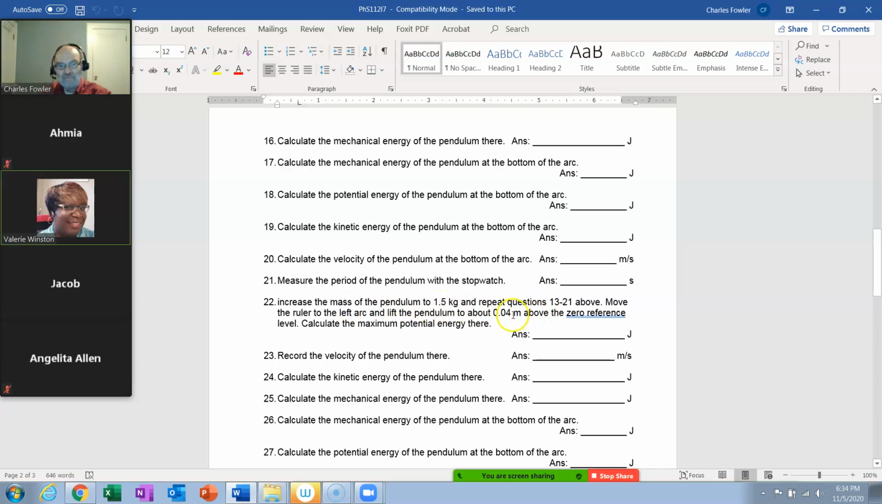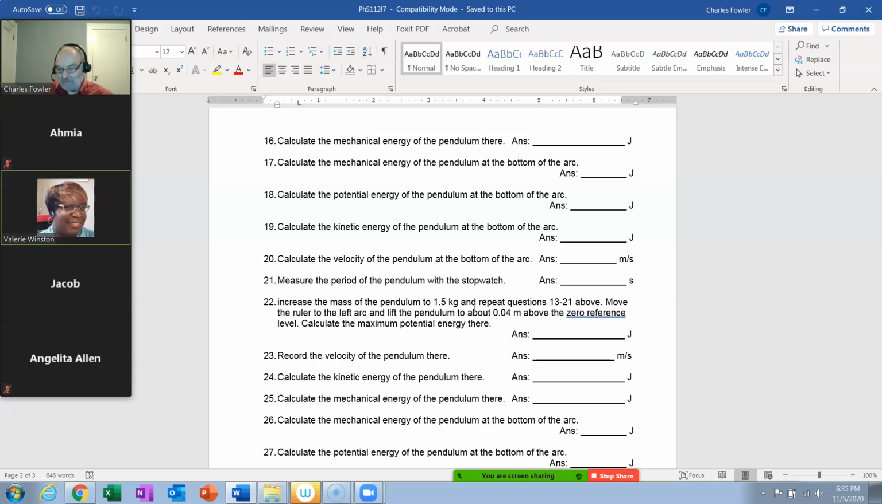Repeat questions 13 to 21 above. Move the ruler to the left end, and we'll keep it at 0.04 meters above the zero reference level. Okay, so what's the maximum potential energy there? Remember what potential energy was? mgh. But now your m is 1.5 kilograms. g is still 9.8 meters per second squared. And you're still 0.04 meters above the zero reference level.